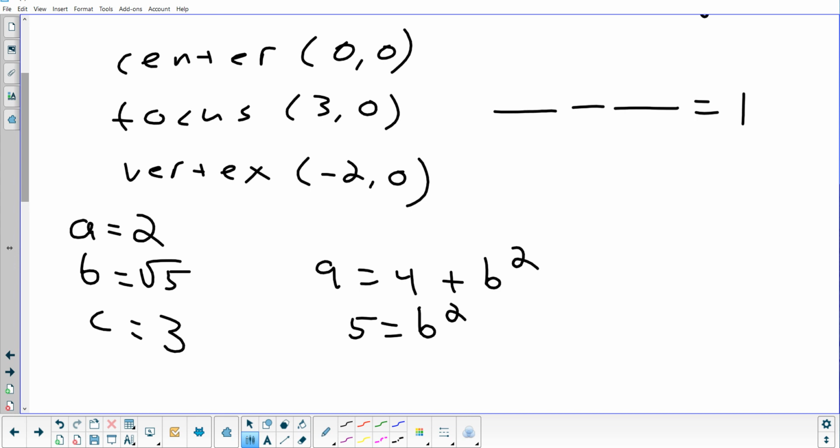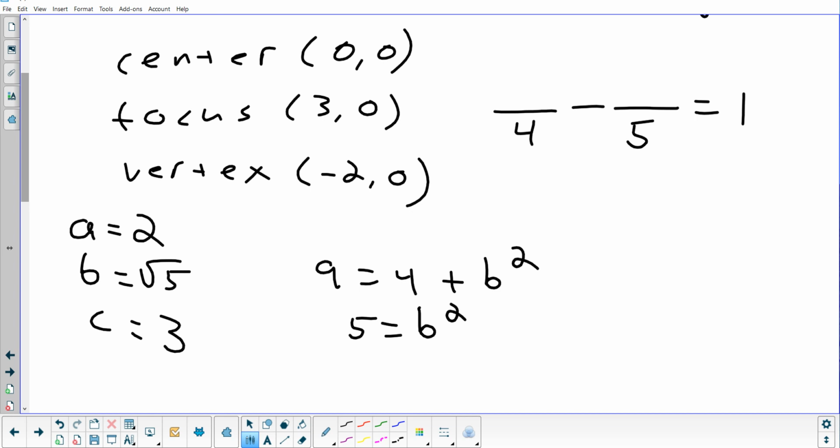And my first denominator is always what today? What's always going to go in this spot in general? Yep. A squared. A squared, always. Every problem. A squared is 4. What's always going to go in my second denominator? Yep. B squared. B squared, 5.